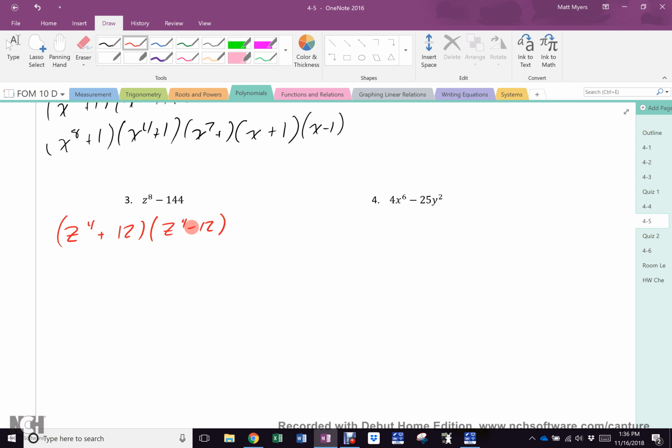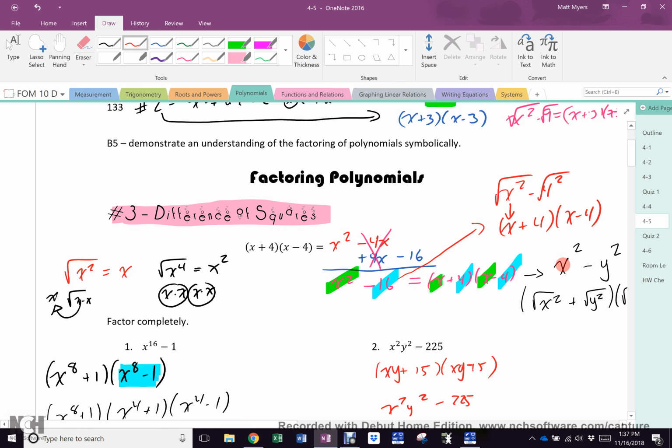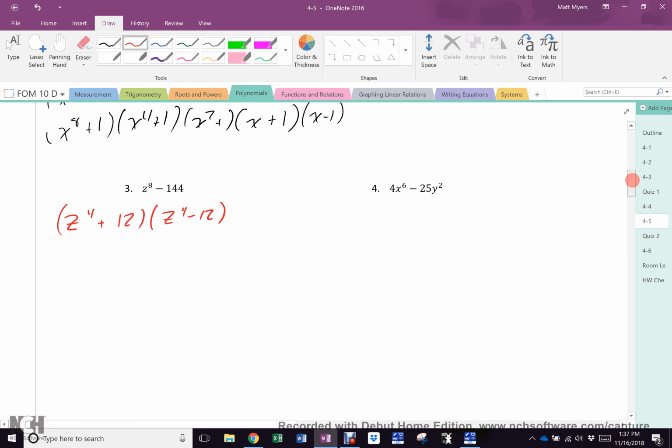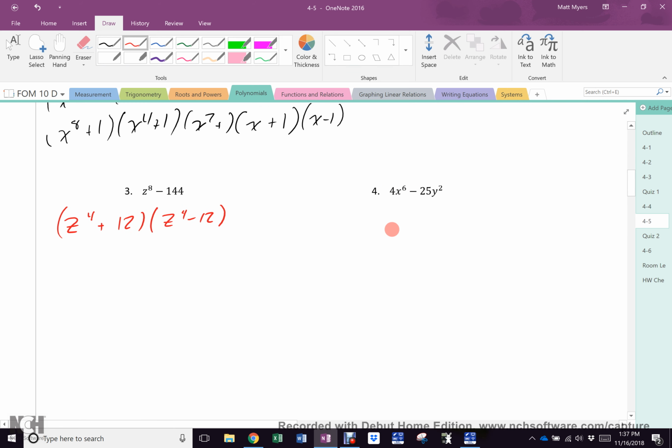Let's have a look at 4. Whoa. Hello. Again, what bothers you about 4? There's two different variables. Okay. But when I showed you the rule, didn't I use variables? Yeah. So are we okay with the variables? Yeah. What would be the square root of x to the 6th? X to the 3rd. Plus what's square root of y squared? Y. And then x to the 3rd minus y, correct?